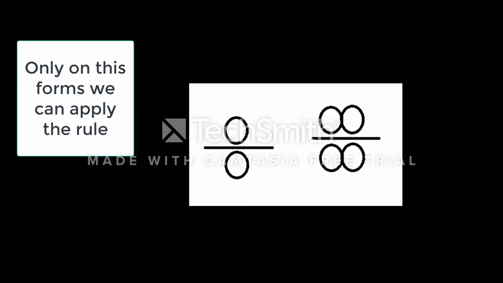In this video we're going to show three of the main kinds in which we can obtain an indeterminate form. First we're going to talk about indeterminate products, then indeterminate differences, and finally indeterminate powers.